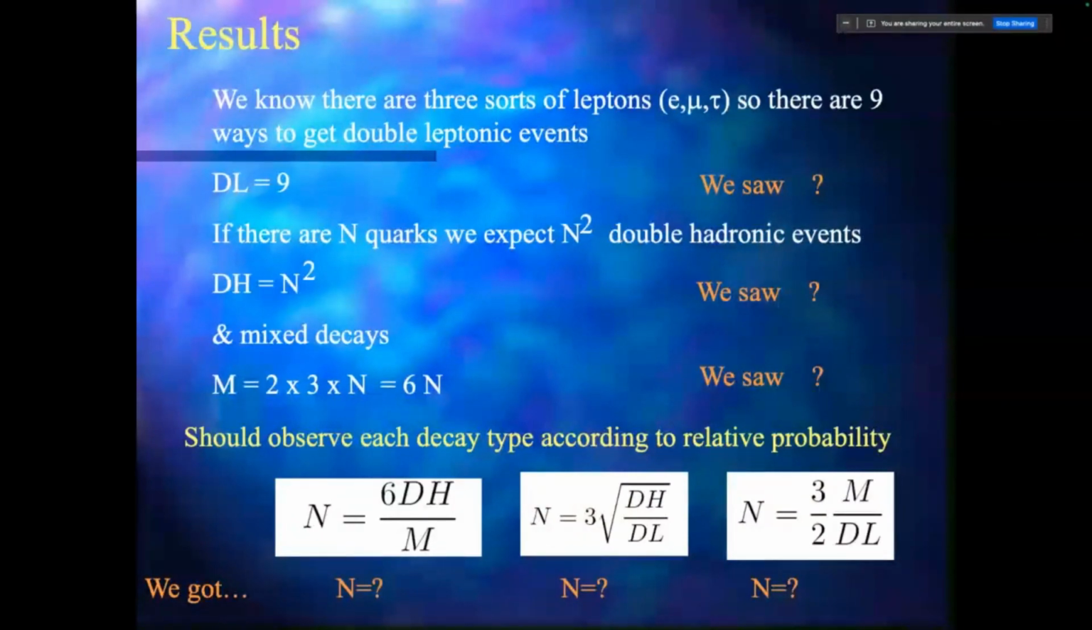Okay. And now the reason why we don't care about this total is that, as we said, each decay type should be observed according to its relative probability. So the number of events of each type that we observe should be proportional to the probability that we expect to observe it. And so if we divide the numbers of events that we observe, or do some algebra between these different probabilities, then we can, for example, solve for this number of quarks n as being 6 times the number of double hadronic events that we observed divided by the number of mixed events we observed, for example.